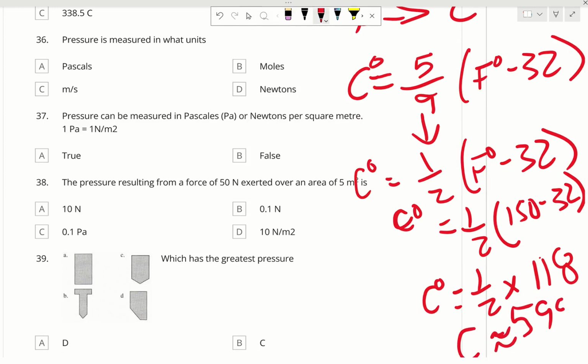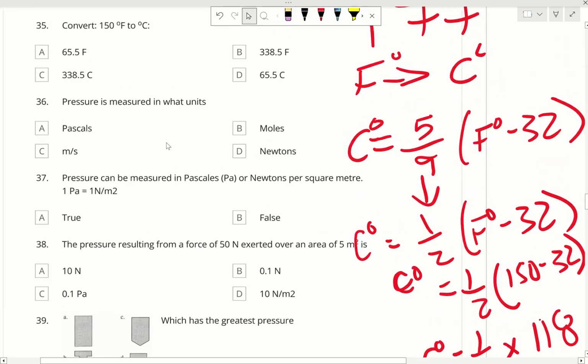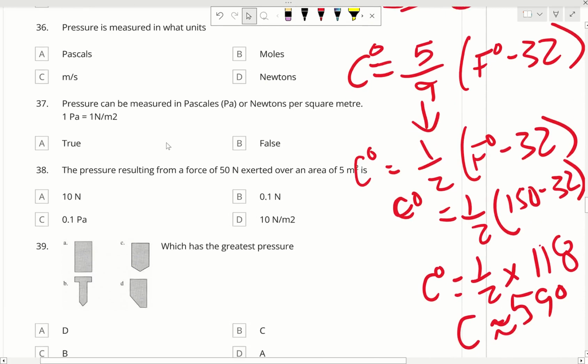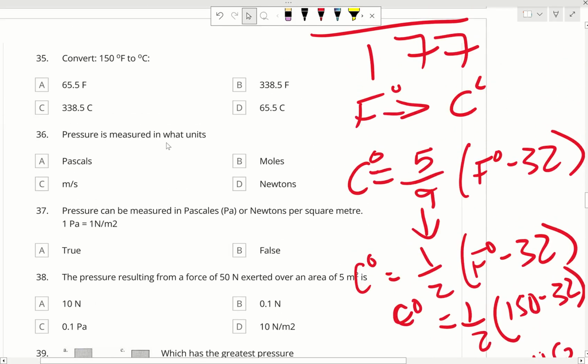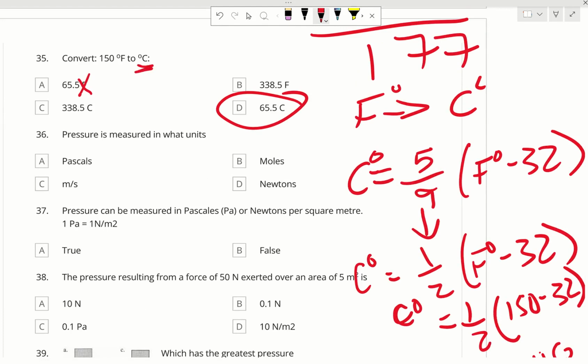And this is an estimate. It's not the exact answer. So the closest to 59 degrees is 65 degrees Celsius. It's not Fahrenheit because they want Celsius.